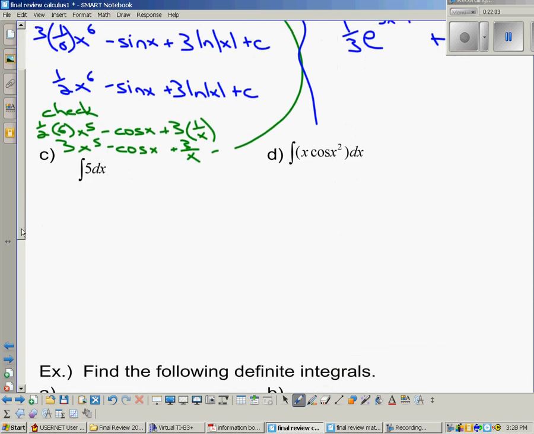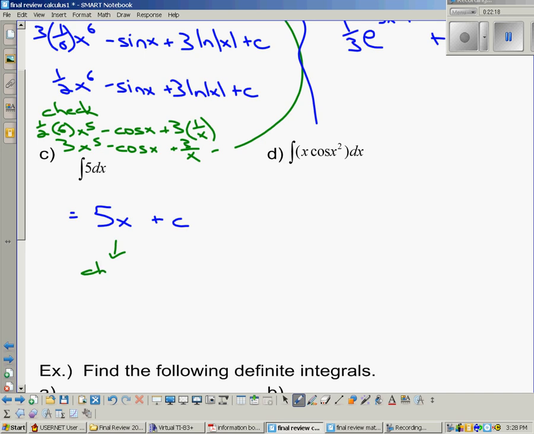Okay, integrate 5. Well, what would differentiate to give you 5? 5x, and we need a plus c. Again, you can check. If I differentiate 5x, I just get 5 plus derivative of c, which is 0. This is working out for us.